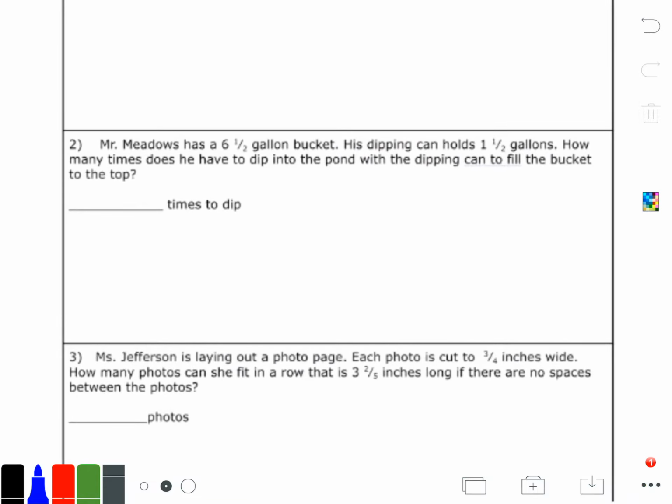Miss Jefferson is laying out a photo page. Each photo is cut 3/4 of an inch wide. How many photos can she fit in a row and 3 2/5 inches long if there are no spaces between the photos? So we got a big one, and we're going to be putting some smaller photos into it. You can kind of imagine that. So we're going to take the 3 2/5 as the big space she's got. We're dividing it into areas that are 3/4.